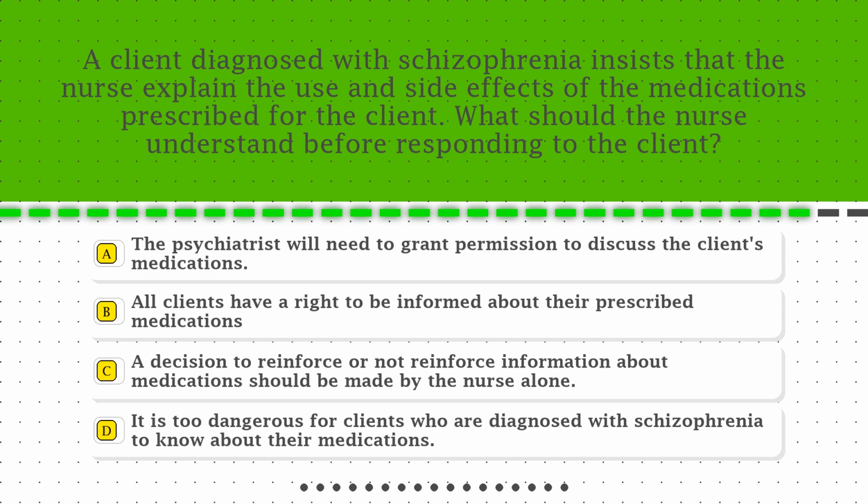Question 6. A client diagnosed with schizophrenia insists that the nurse explain the use and side effects of the medications prescribed for the client. What should the nurse understand before responding to the client? Option A. The psychiatrist will need to grant permission to discuss the client's medications. Option B. All clients have a right to be informed about their prescribed medications. Option C. A decision to reinforce or not reinforce information about medications should be made by the nurse alone. Option D. It is too dangerous for clients who are diagnosed with schizophrenia to know about their medications.